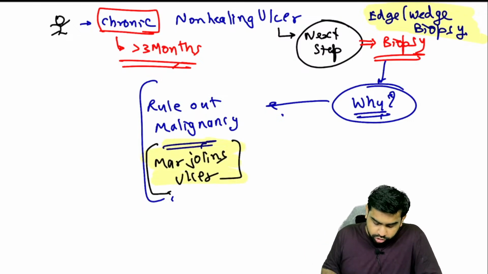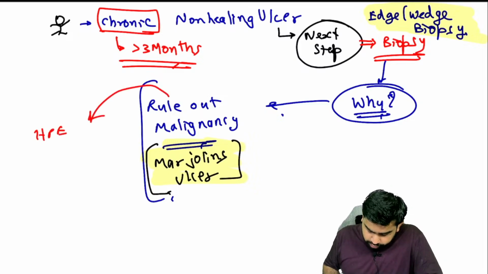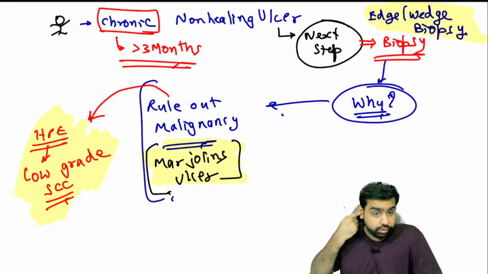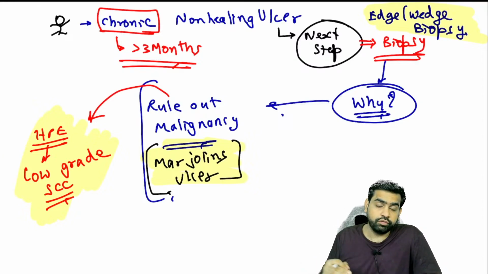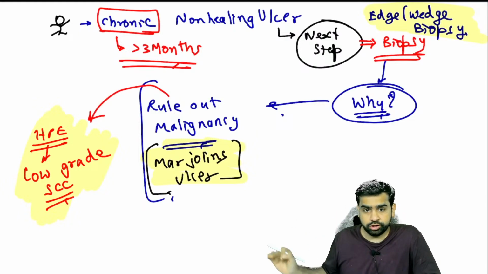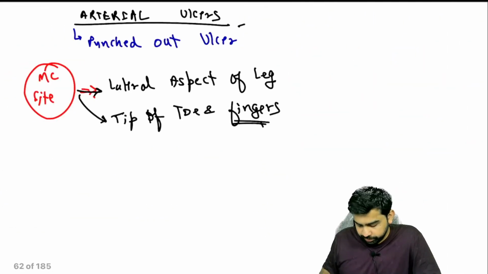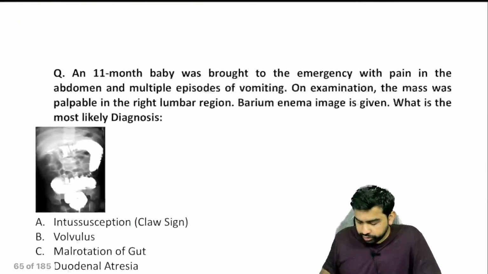And what is this particular Marjolin's ulcer? What is the histopathological diagnosis of this? On the histopathology, what you're going to find is a low grade squamous cell carcinoma. Are you understanding my point? This is what you're going to find in the chronic non-healing ulcers. That is what you have to rule out on the edge or the wedge biopsy. This is very, very important. These are the important things about the ulcers which you need to understand.